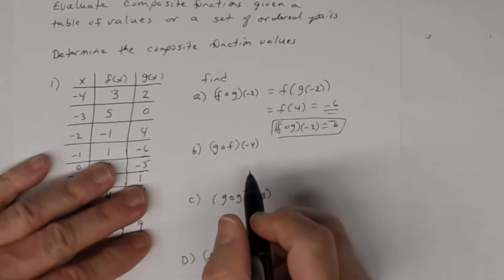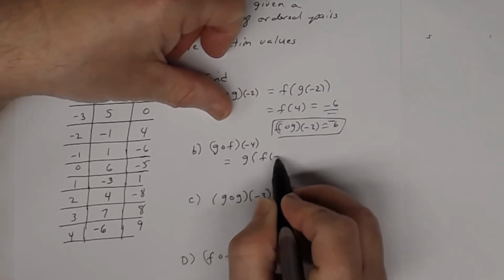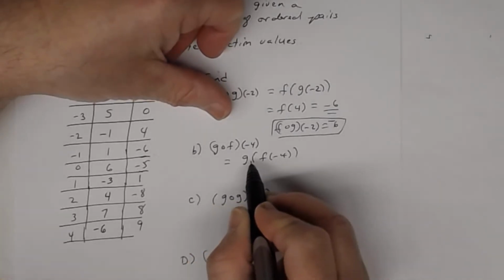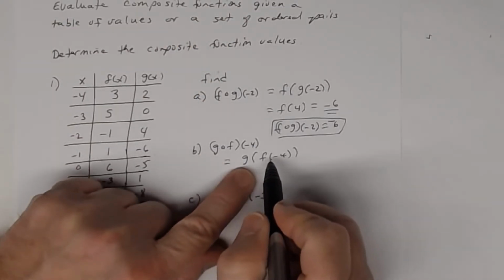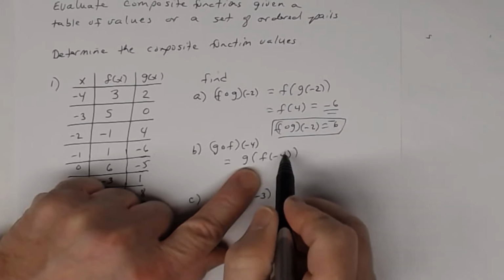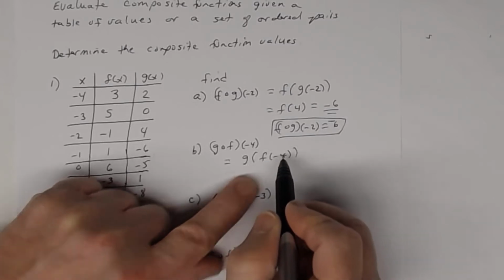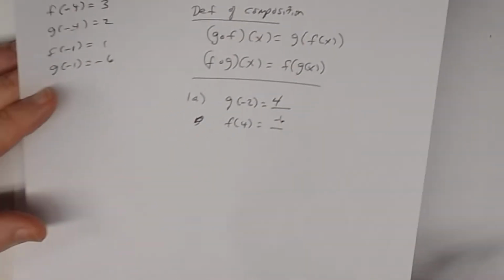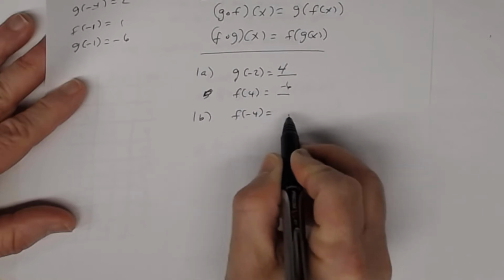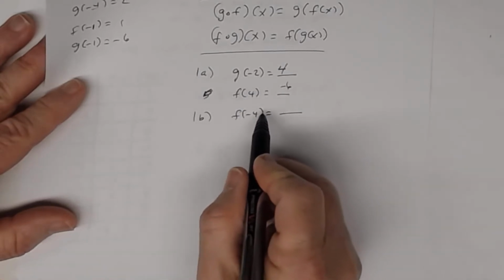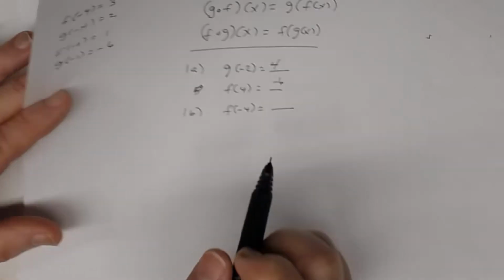Same thing. You're going to do the same thing. So you're going to say, well, that's going to equal g of f of negative 4. Now we have to figure out what f of negative 4 is, so find that inside function value first. Remember f of negative 4, so let's think about 1b. f of negative 4 means what is the y value when x is negative 4? But I have to use my function f.